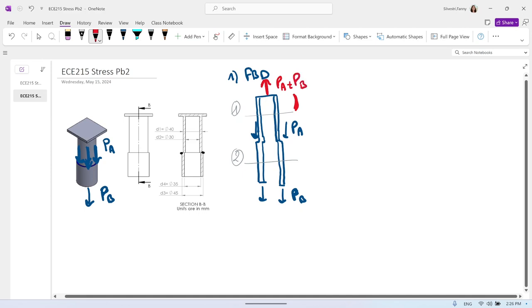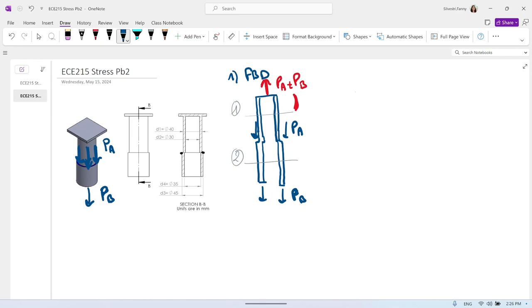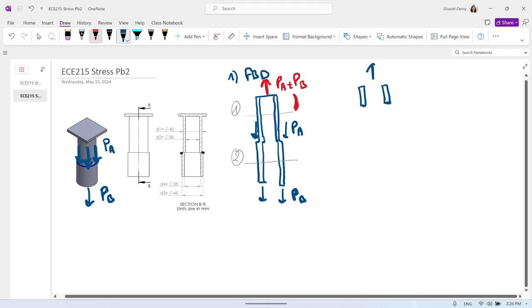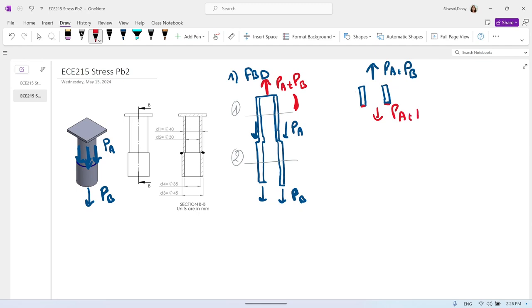Now, if I cut the tubing 1 and look just at the top part of the tubing 1 like this, I have the forces that I know on the top, PA plus PB. So where I cut here, I also have PA plus PB. That will be for the tubing 1. Now if I look at the tubing 2, let's use the bottom part, it's a bit easier. I know I have PB on the bottom, so I also have PB on the top.